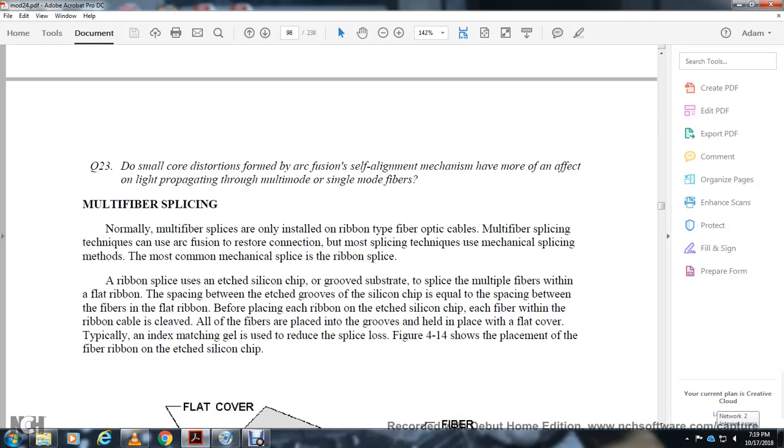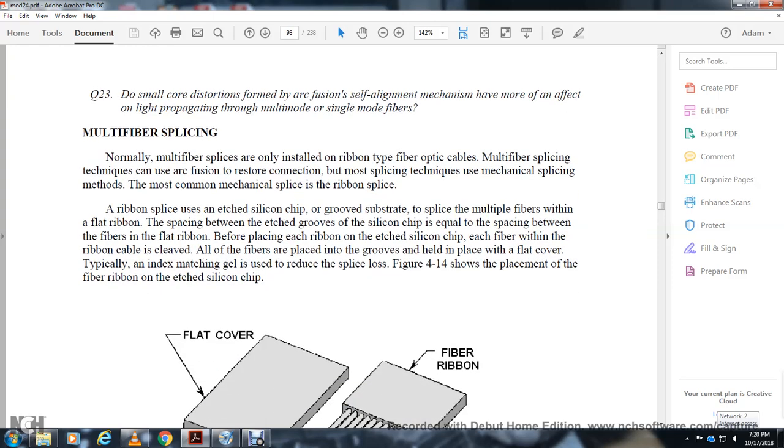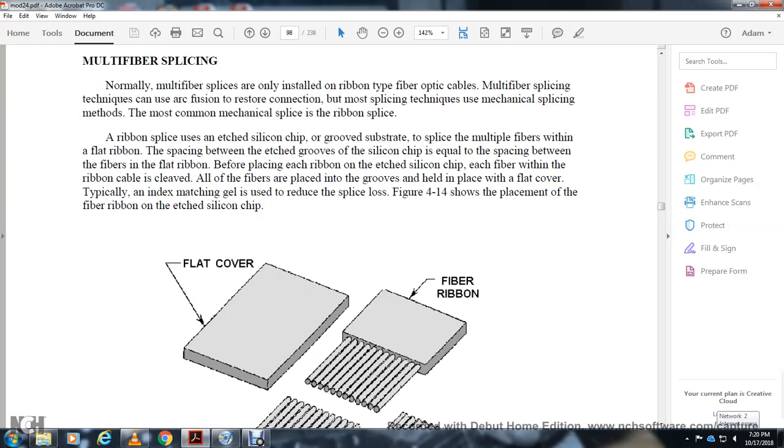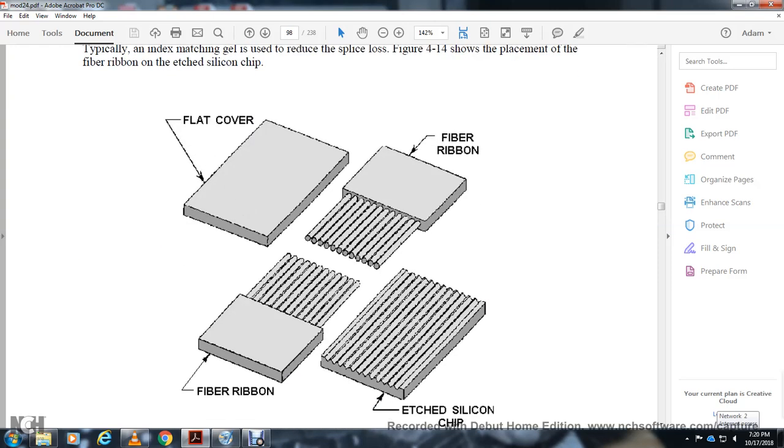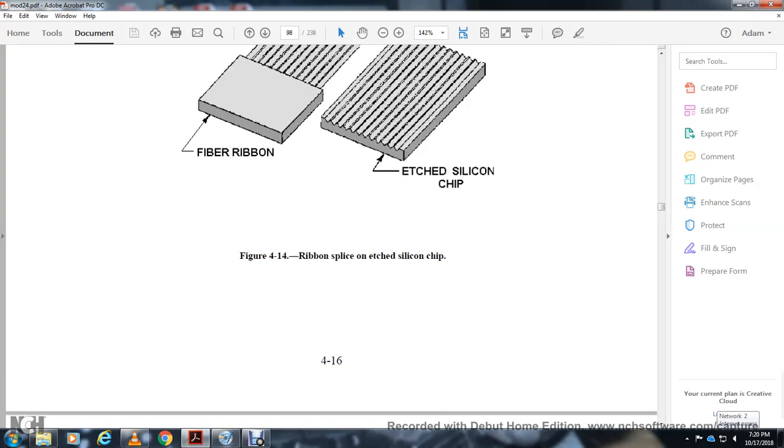The ribbon splice uses the edge of a silicon chip with grooves as the substrate of the splice for the multi-fibers of a flat ribbon. The grooves in the silicon chip equal the spacing between the fibers in the flat ribbon. Before placing the ribbon on the silicon chip, each fiber within the ribbon cable is uncleaved. All the fibers are placed in the grooves and held in place with a flat cover and index matching gel to reduce the splice loss. Figure 4-14 shows the placement of the fiber ribbon over the silicon chip. A flat cover covers the fiber ribbon.